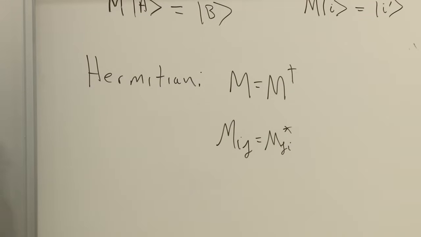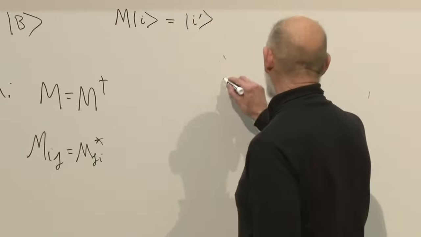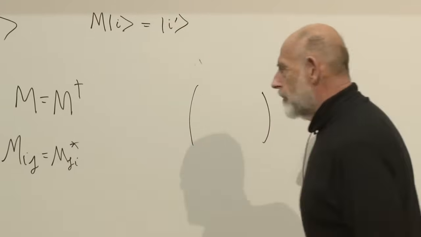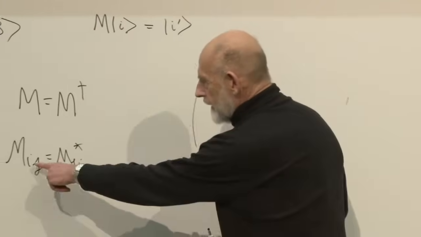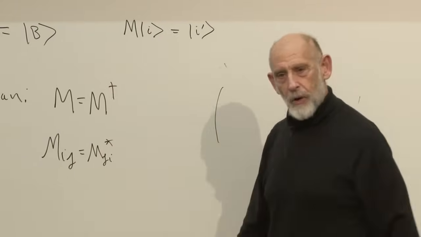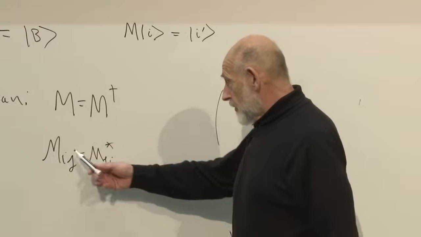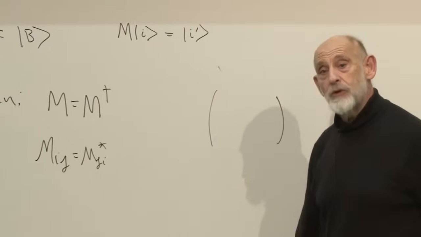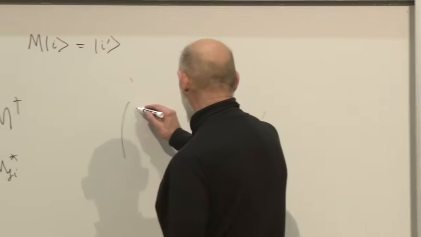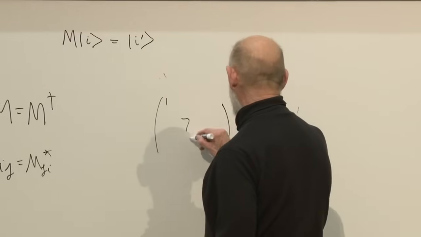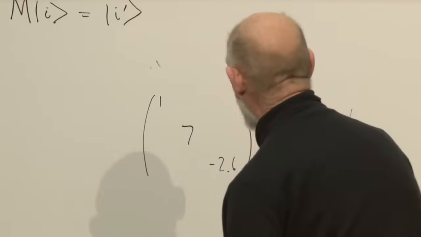Let's try to see if we can construct a Hermitian matrix. The first thing about Hermitian matrices is their diagonal elements are always real. Take a diagonal element. For a diagonal element, i and j are equal. M_ij is the same as M_ji if on the diagonal. So that says that for the diagonal elements, they're always real. So a Hermitian matrix, first of all, has real diagonal elements. 1, 7, I don't know, I like 7, minus 2.6 on the diagonal.